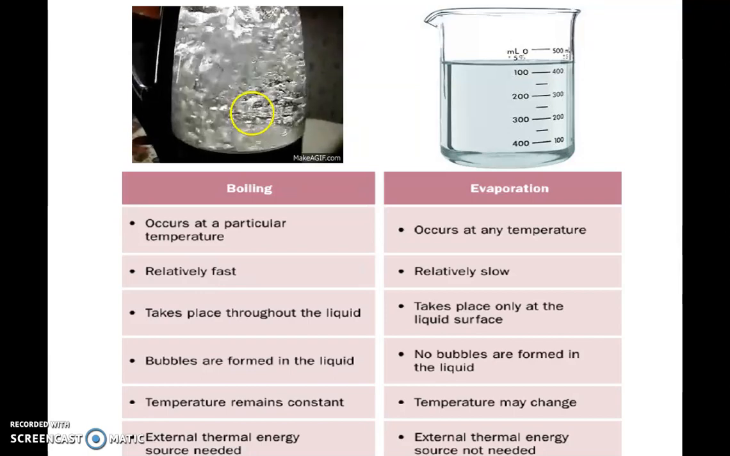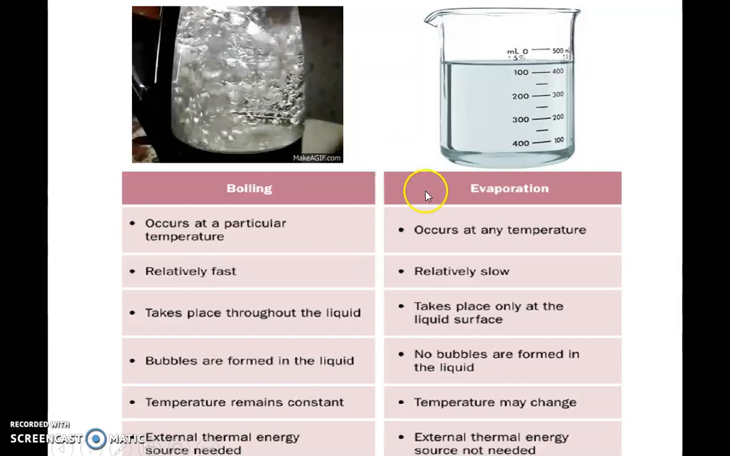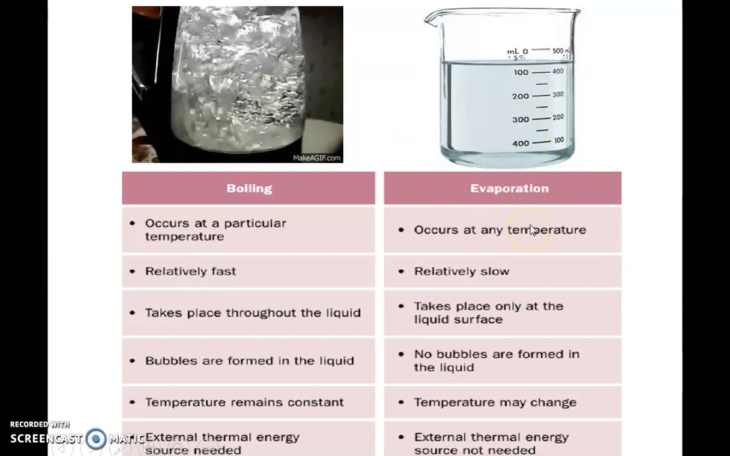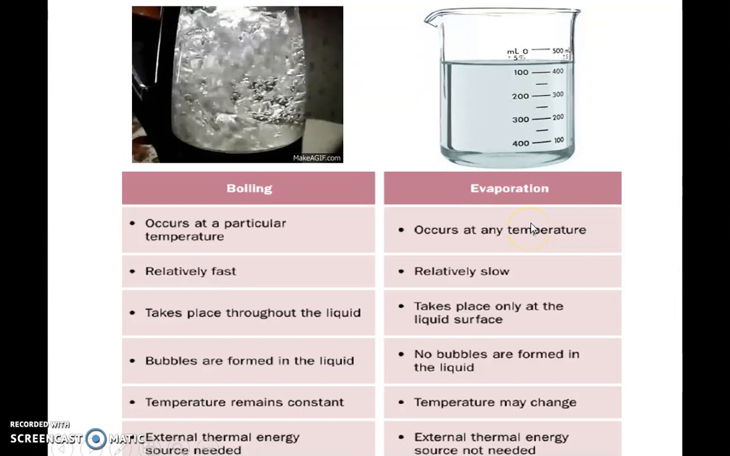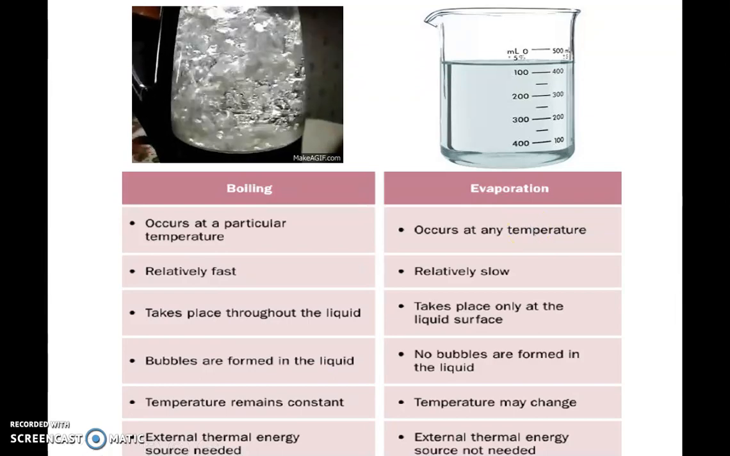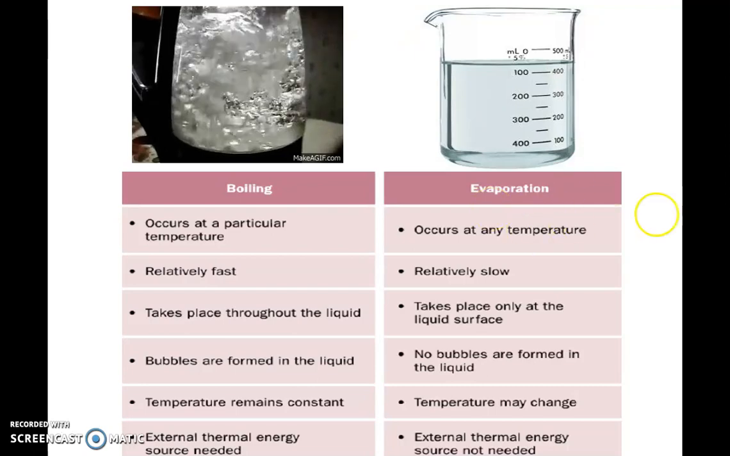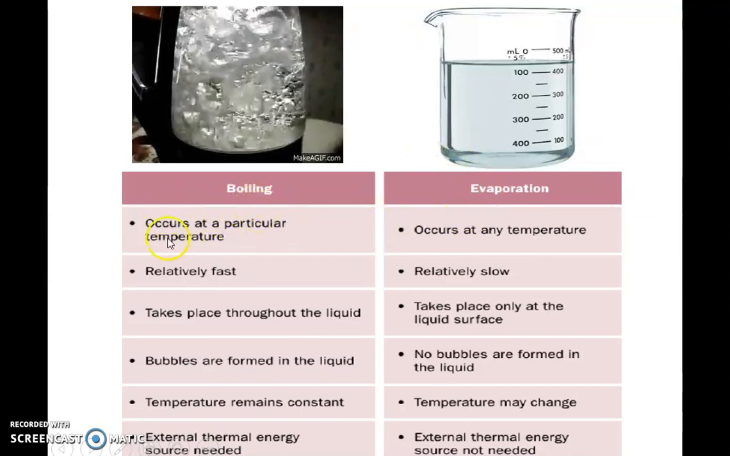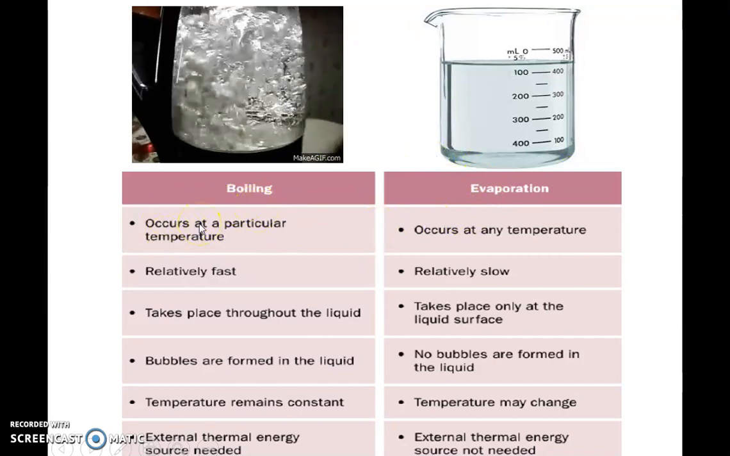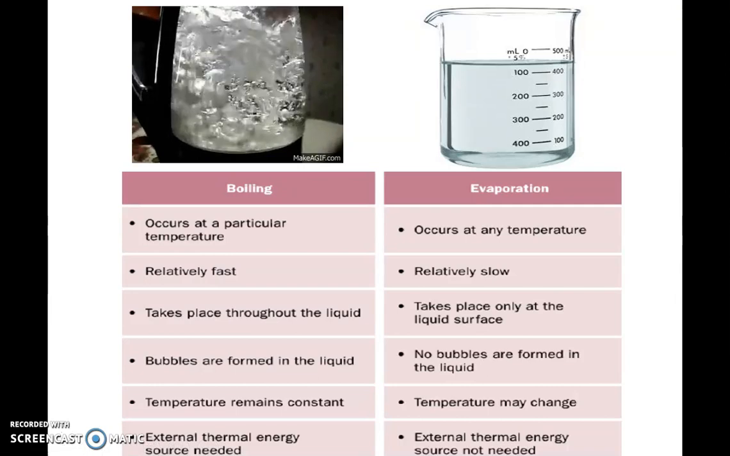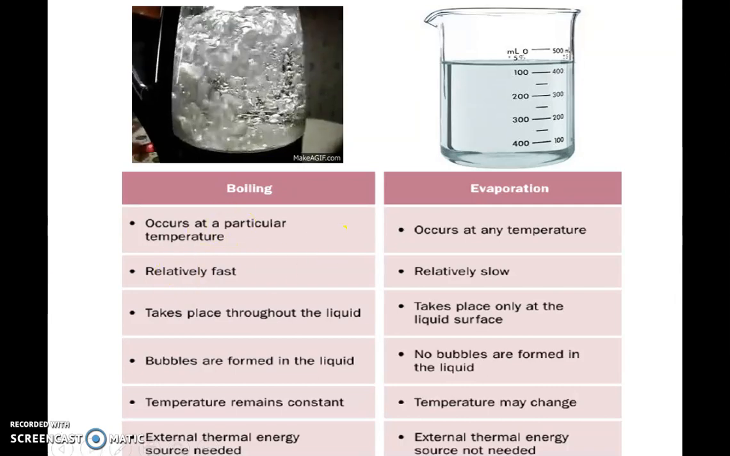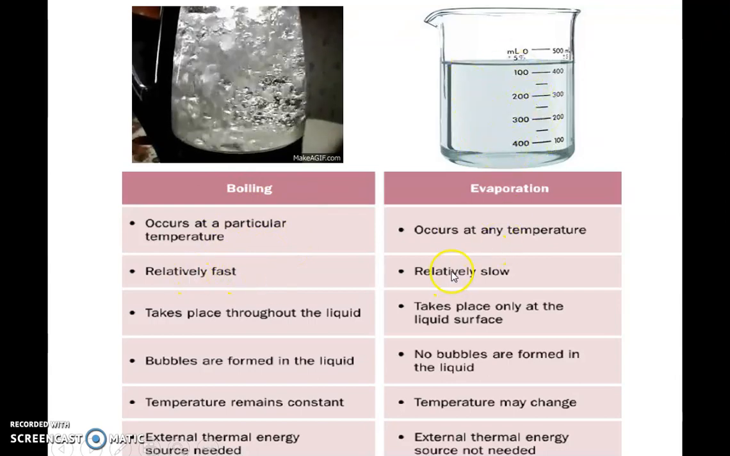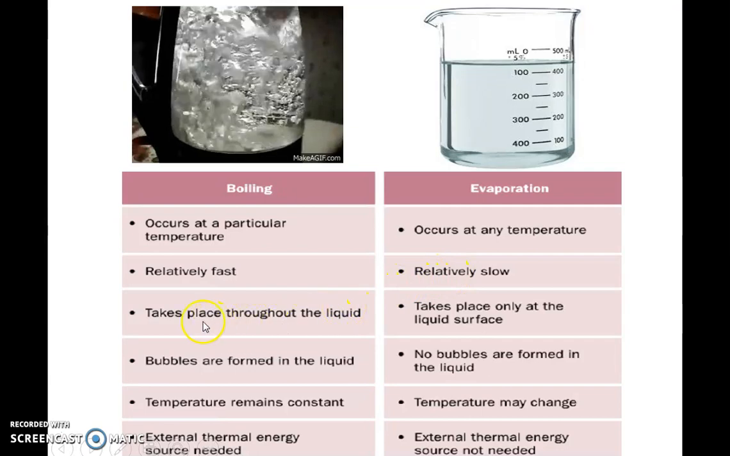There are basically six differences here. First and foremost, evaporation can occur at any temperature, whether you come out of a pool on a hot day or a cold day, even when it's freezing, even when it's super hot, it doesn't matter. Whereas boiling for water only occurs at one temperature. For any liquid, there is a fixed temperature at which the liquid boils. Boiling is also relatively fast, whereas evaporation is pretty slow, hours or even days.